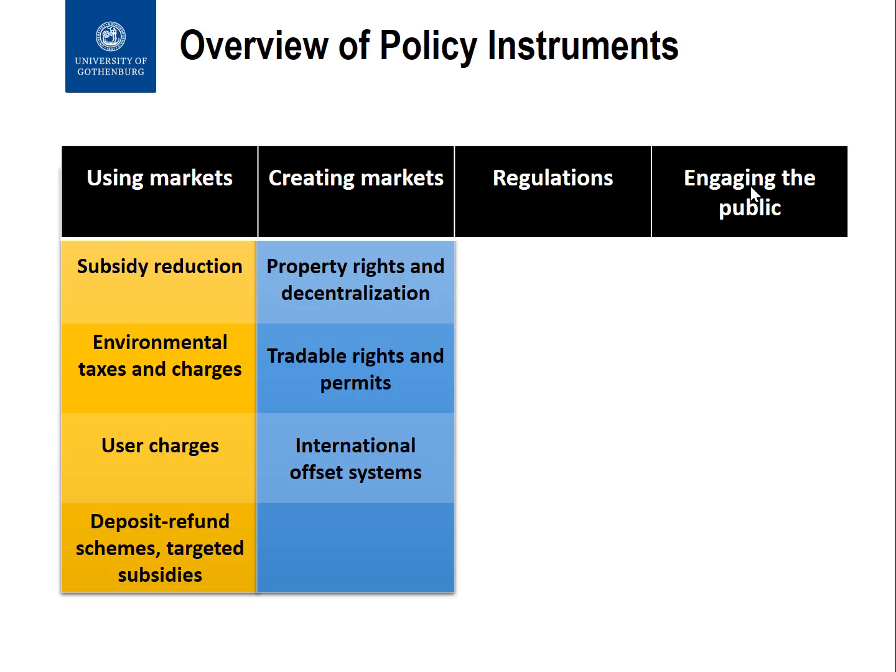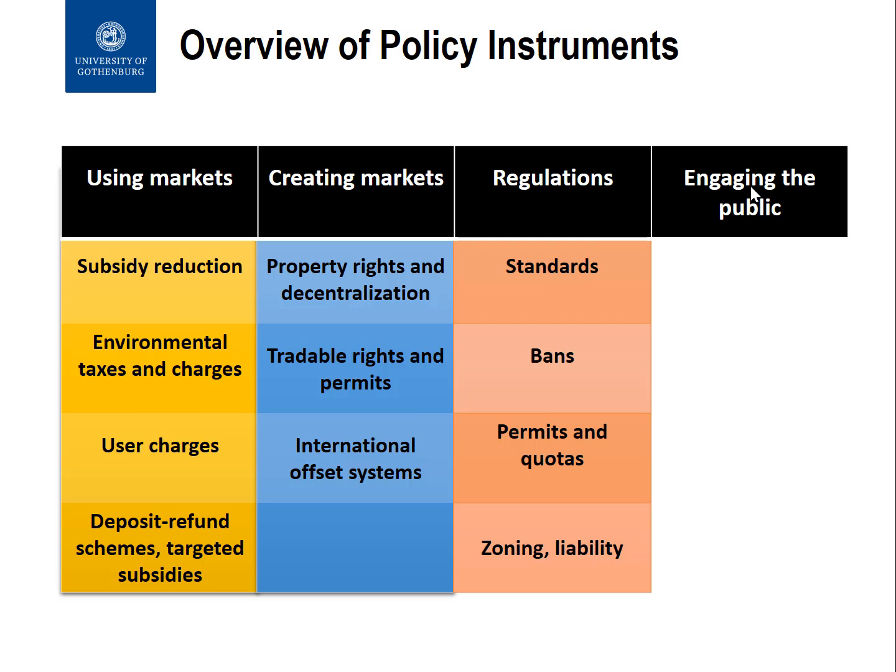Regarding the instruments which create markets, there are property rights that can be assigned, tradable rights and permits to pollute, for example, and international offset systems, which allow countries with a commitment to reduce their own emissions to implement projects which reduce emissions in another country. An example of this is the Clean Development Mechanism that is operational in the Kyoto Protocol.